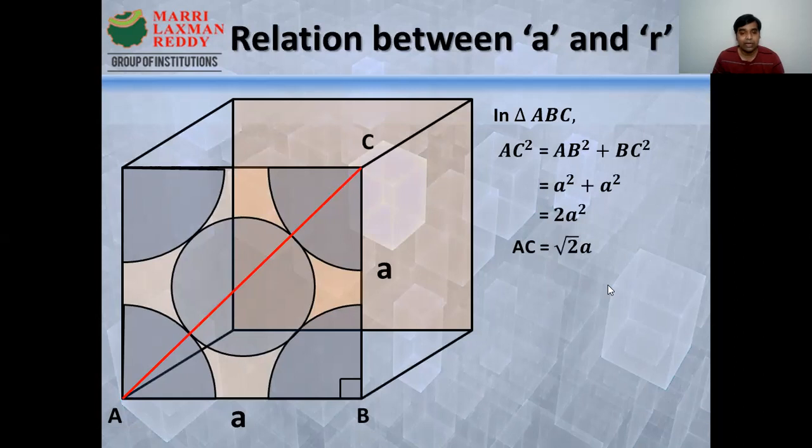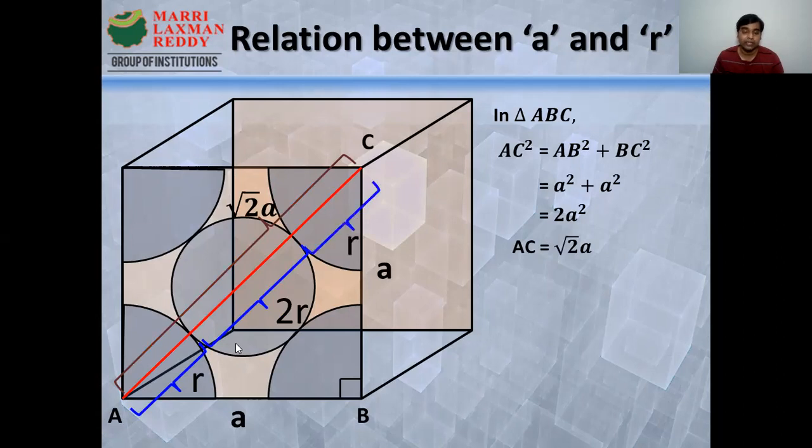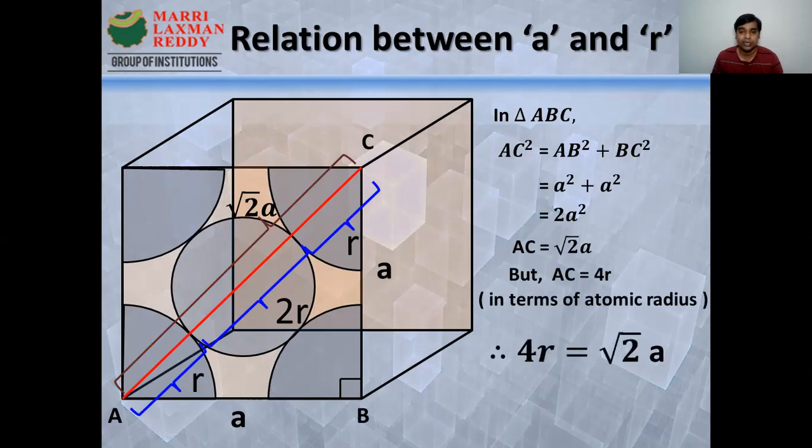Now let us calculate that AC value in terms of atomic radius. Now here, that point A is exactly the center of that corner atom, so that length will be exactly the radius. And the remaining, this is the entire face center atom, which contributes diameter, and then a radius. So this total face diagonal length in terms of R is exactly 4R. So simply we can equate 4R equal to root 2 a. It is the relation between a and R.